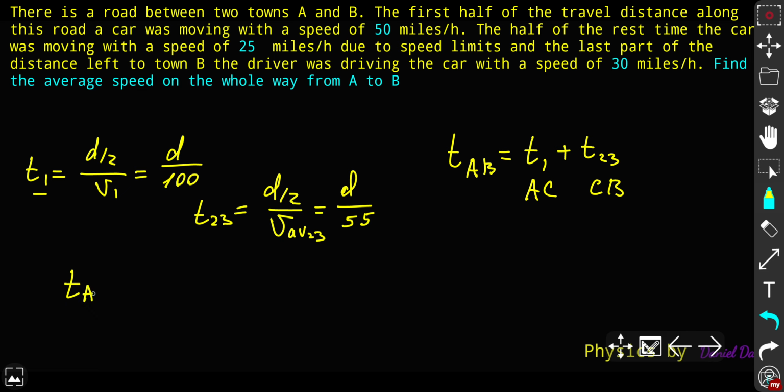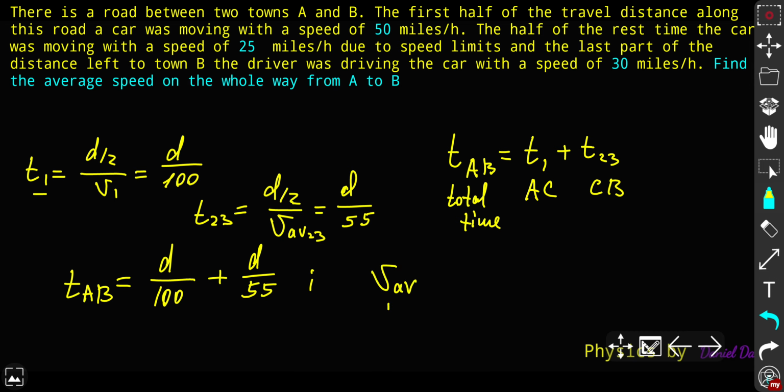So TAB, the total time, is going to be equal to d over 100 plus d over 55. Why do we actually express t on the whole distance from A to B? Because right now, that will allow us to calculate the average speed on the whole interval from A to B, because we need to find the average speed on the whole way from A to B. So just by definition, it is the total distance over time from A to B.